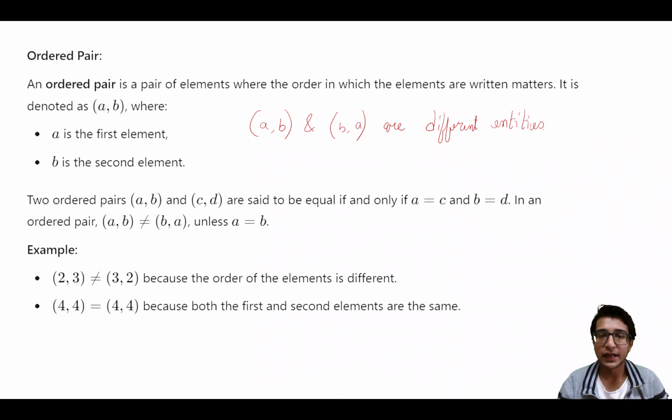So if I have to, let's say, count the number of ordered pairs, I will consider A comma B as one and B comma A as one. These two are considered differently. Similarly, the examples have been given here. Two ordered pairs A comma B and C comma D are said to be equal if and only if A is equal to C and B is equal to D. So if ordered pairs are equal, that means their corresponding position elements should be the same.